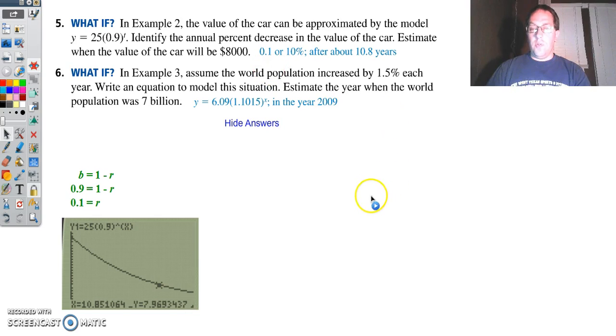Okay, so for the world's population, number 6, here's our basic equation. This is growth, so it's A times 1 plus R to the T. Our initial value is 6.09. Our rate is 1.5%, so 0.015 plus 1, which is 1.015. That's what you should have gotten right there, not this. It's got an extra 1 on that.